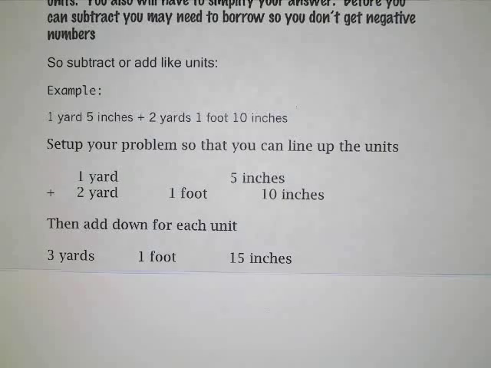So Garrett says it should be 3 yards, 2 feet, and 3 inches. How many of you agree with Garrett? Put your hand in the air if you agree with Garrett. How many of you don't understand why Garrett did what he did?